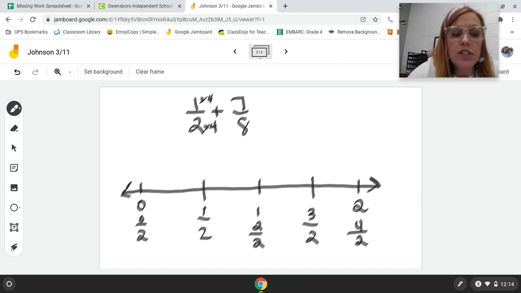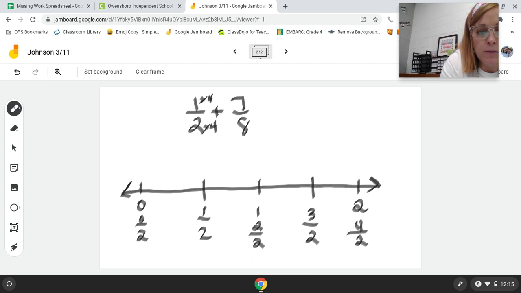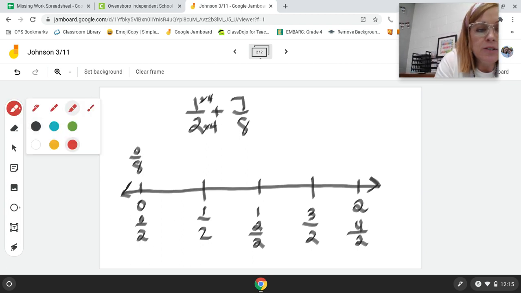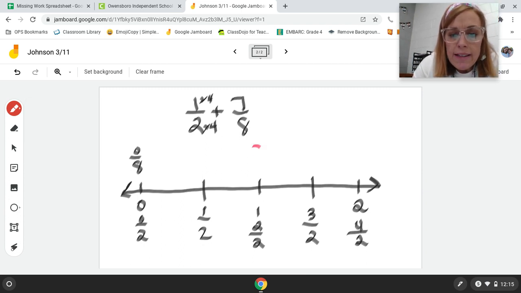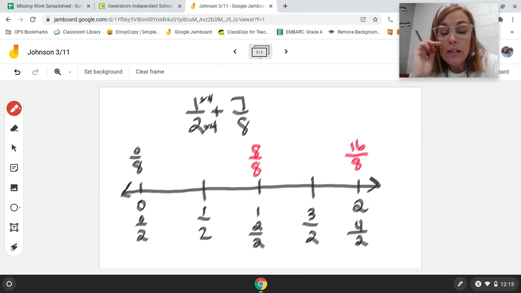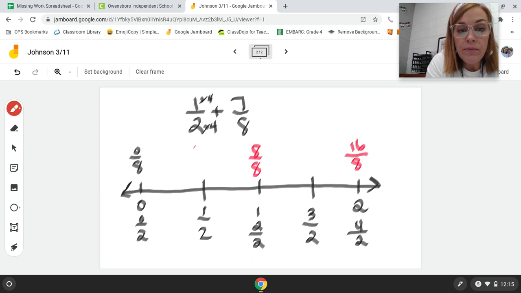Now, if I want to change this to 8ths, I know that my benchmark for 0 is obviously going to be 0/8. And I could change colors to make it easier to see. I know that 1 whole in 8ths is 8/8. And then I know 8 times 2 is 16. So 2 wholes is going to be 16/8. Okay. So those are my benchmarks in 8ths. I know 1/2 of 8 is going to be 4/8.